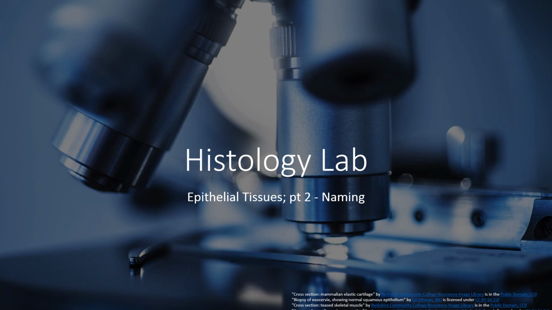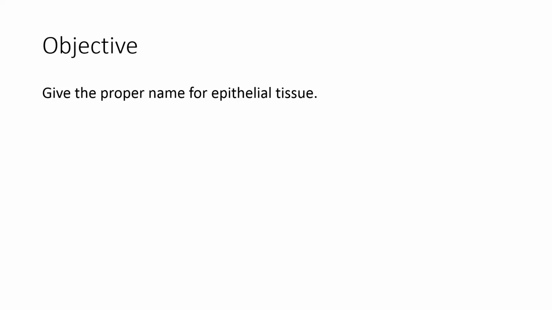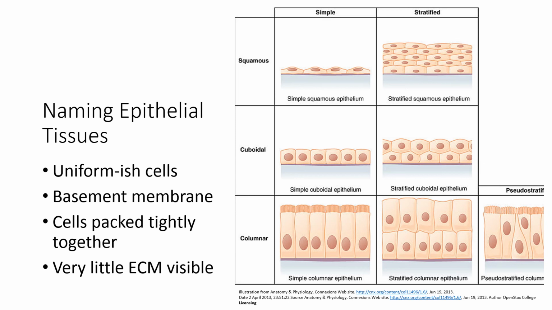In the last video on epithelial tissues, we looked at how to identify them, how to recognize them in a slide. Now that you can do that, let's talk about how to name those tissues. Our objective for this video is to be able to name epithelial tissues when we see them. Now, when we name epithelial tissues, we're going to have a two-part name.